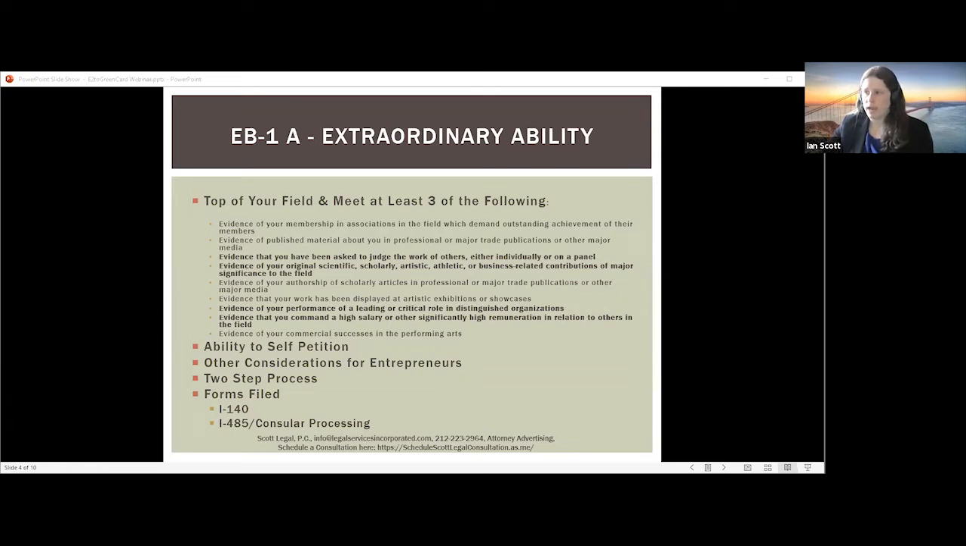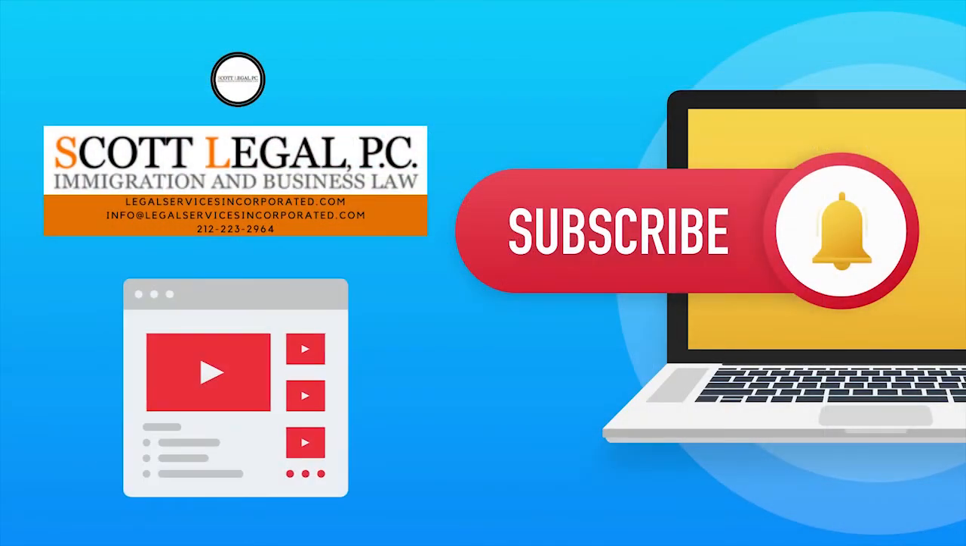Have you been asked to judge the work of others? But what type of judging competition was this? Was it very prestigious? Did you have to pay to become a judge, or did they select you because of your expertise in the industry? All of those things are very important for step 2 to show that not only do you meet the plain language, but that your work is elevated enough that you could really be considered someone who's risen to the very top of your field and achieved this sustained national or international acclaim.